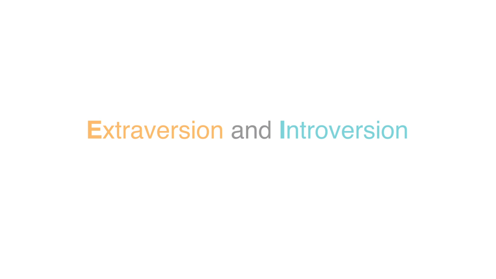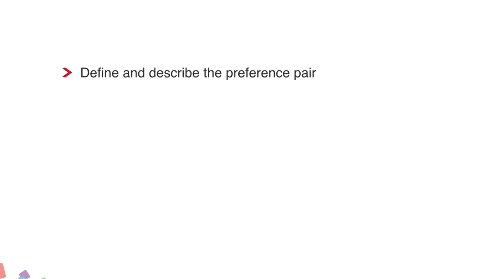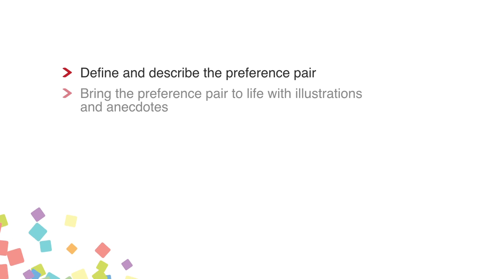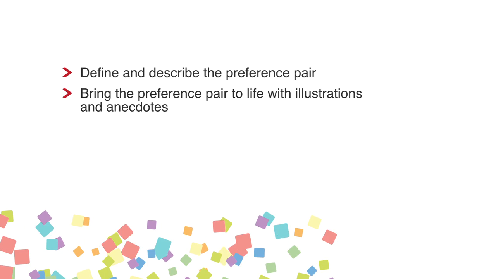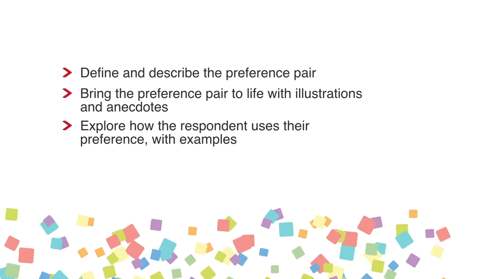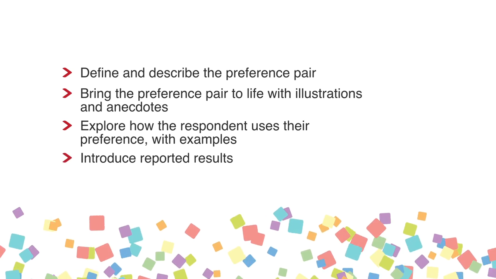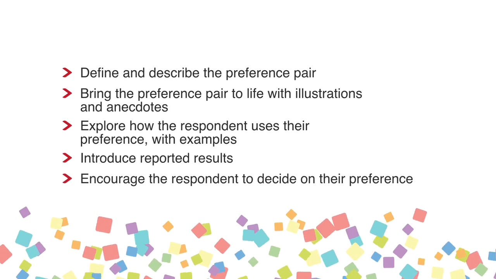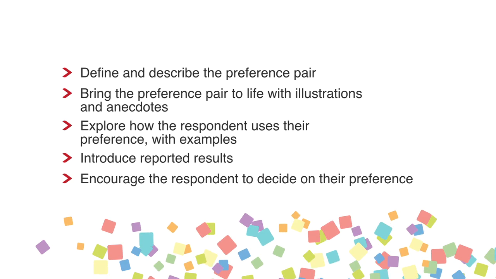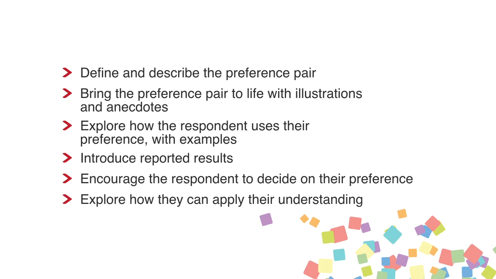Now we move on to exploring the preferences in more detail. This involves the following steps: defining and describing the preference pair, bringing the preference to life using illustrations and anecdotes, exploring examples to help the respondent decide on their preference in this area, introducing the results from the report for this preference, asking the respondent to decide their preference in this area, exploring how they can apply the MBTI information.